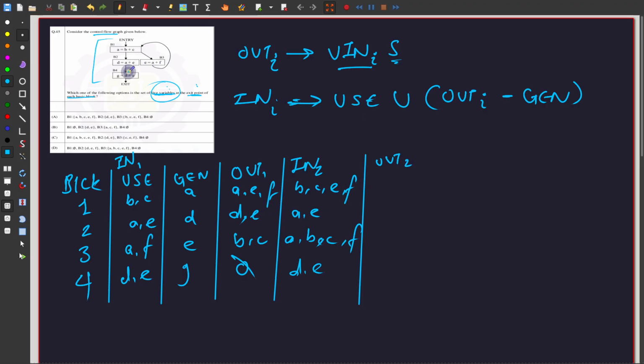So semantics, so out 2: for the first block the successors are 2 and 3. So AE union ABCF, so ABCEF. Now for the second block the successor is block 4, so that is DE. Now for block 3 the successor is block 1, so BCEF. And then for block 4 the successor is, well, nobody, so no one cares about that guy, poor guy.